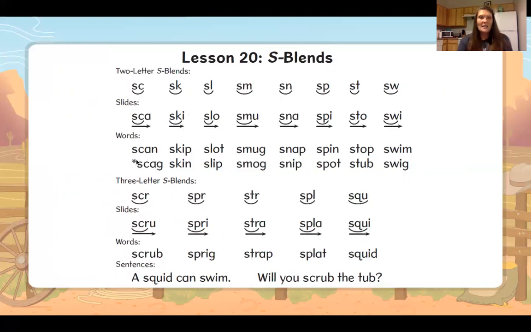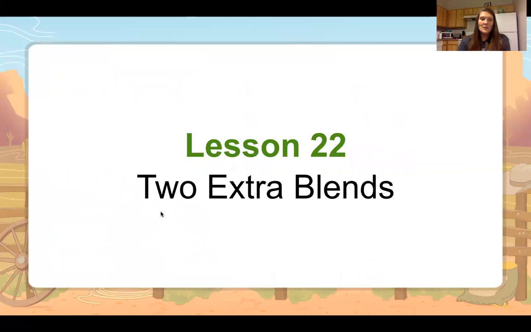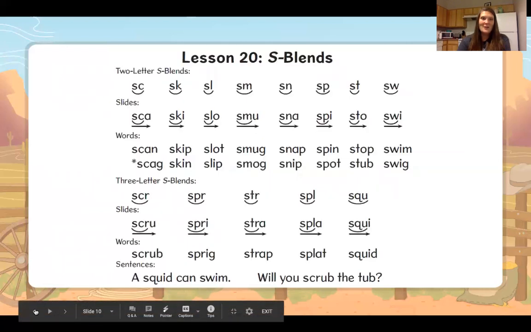Good. Okay, so I want you to read, not the first line, but the second line. You read the second line of words. Okay, now read them again with me, and let's see if we got them right. All right, this is a nonsense word. How do we know? It has the asterisk. Good. Skag, skin, slip, smog, snip, spot, stub, swig.